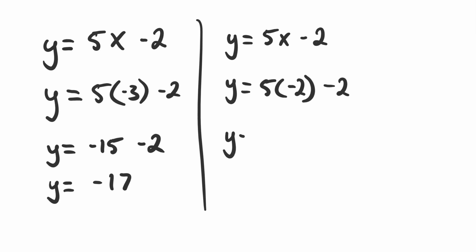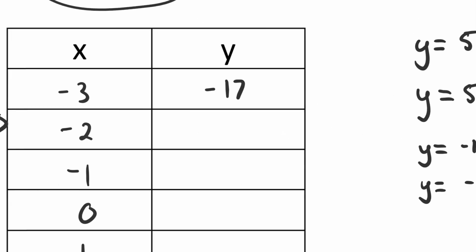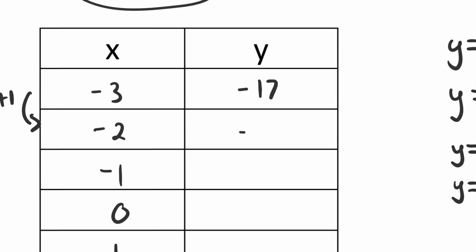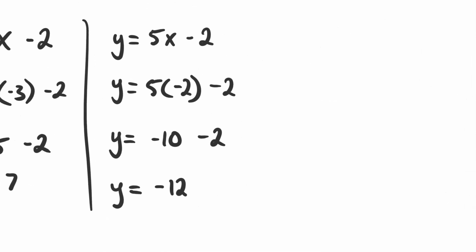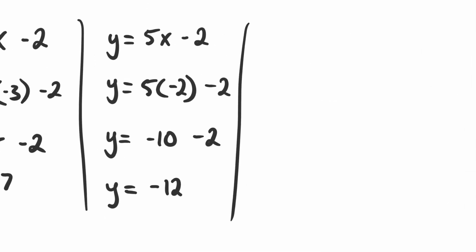Take this further. Y equals 5 multiplied by negative 2 is negative 10. Subtract 2. Now y equals negative 10 subtract 2 gives you negative 12. So when we inputted an x value of negative 2, it resulted in a y value of negative 12. So we have a change of plus 5. Now let's do our third one to make sure this is true.